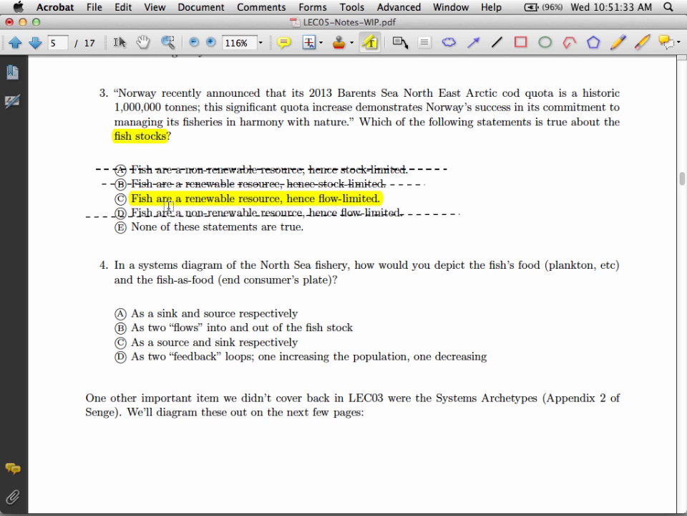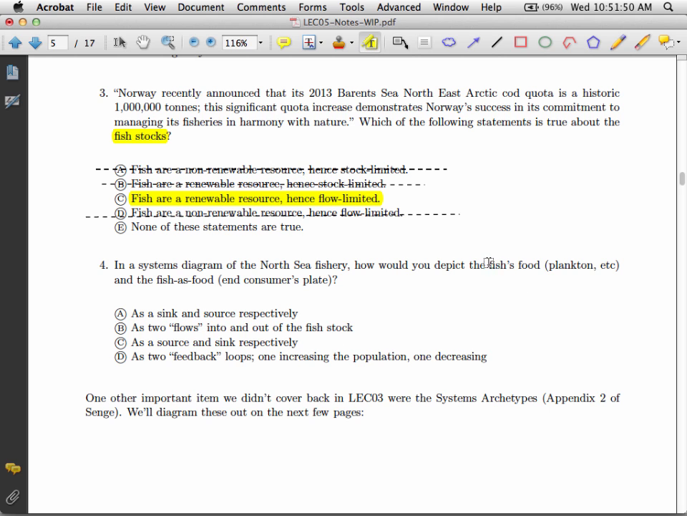The rate at which you get more fish is flow limited. So it depends on how many fish you currently have and where they are in their sexual maturity cycle and all that kind of stuff. But it's not stock limited. So that's a correct statement there.